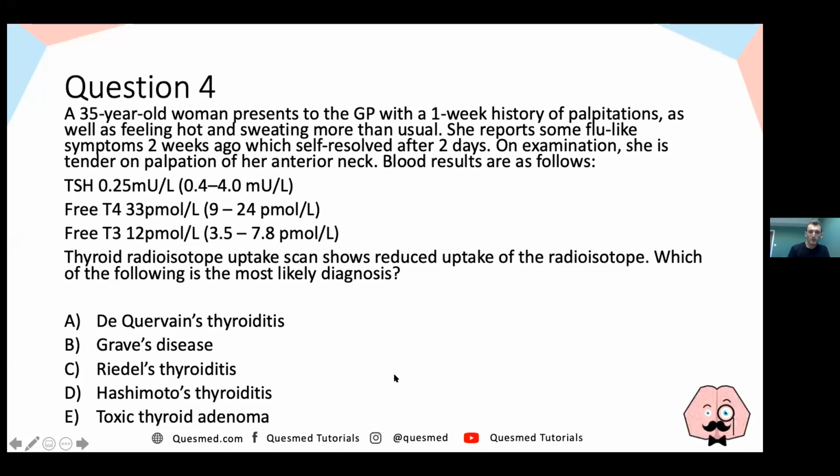Question 4. A 35-year-old woman presents to the GP with a 1-week history of palpitations, as well as feeling hot and sweating more than usual. She reports some flu-like symptoms 2 weeks ago, which self-resolved after 2 days. On examination, she is tender on palpation of her anterior neck. Her blood results are as follows. A thyroid radioisotope uptake scan shows reduced uptake of the radioisotope. Which of the following is the most likely diagnosis?